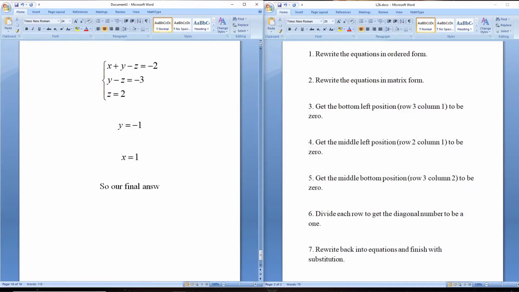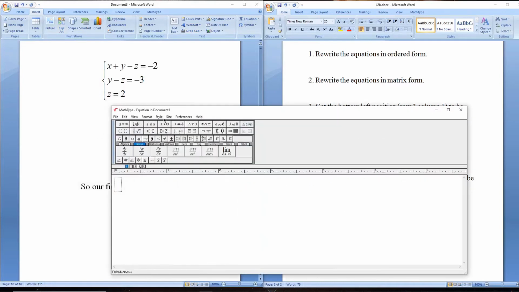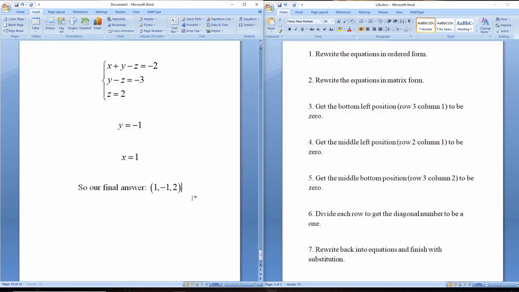So our final answer, and the way we're going to want to write it here, is in ordered pair notation. So we have x is 1. We know y is minus 1. And then we know z is 2. And there is our final answer, writing it in ordered pair form. I am calling this ordered pairs. It's actually a triplet, though, now that we have 3 variables in there.